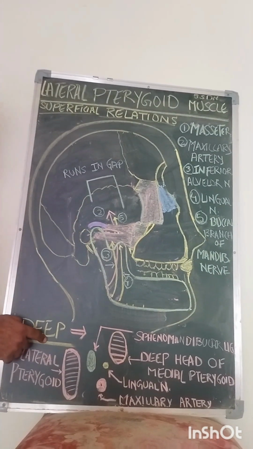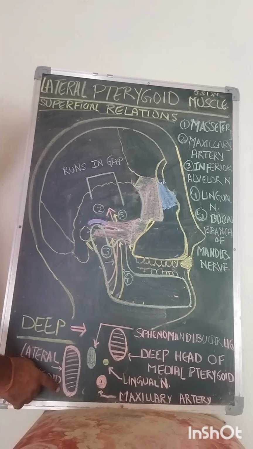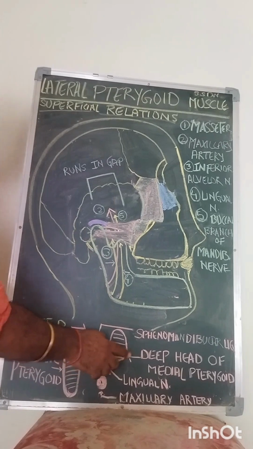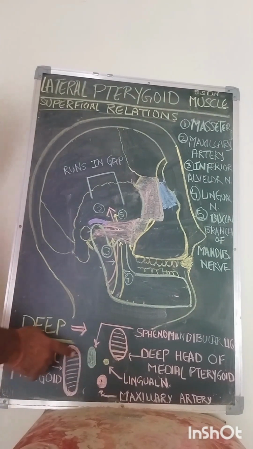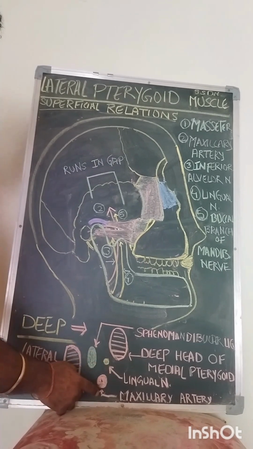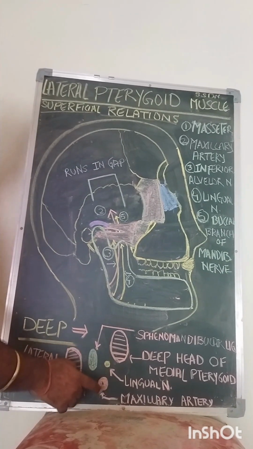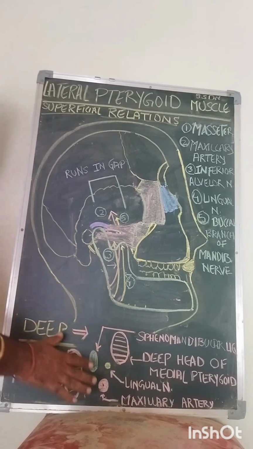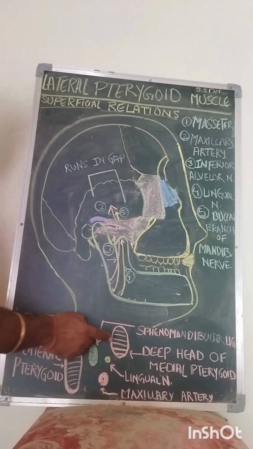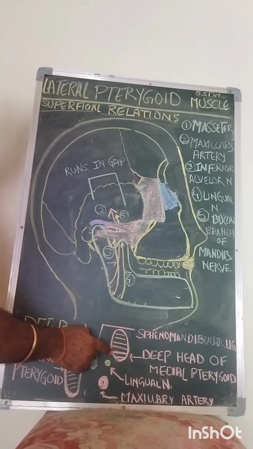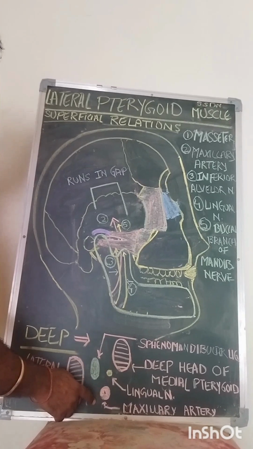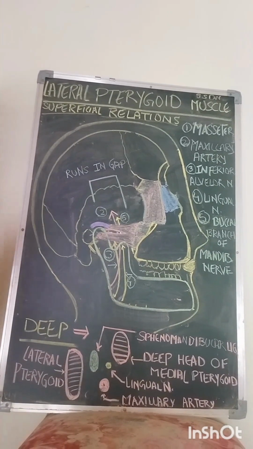Now deep relationships. If this is the lateral pterygoid muscle, we have medial pterygoid deeper to it, specifically deep head of medial pterygoid muscle, sphenomandibular ligament, lingual nerve, and maxillary artery. Lingual nerve and maxillary artery were superficial also and deep also to lateral pterygoid. So deeper relations are deep head of medial pterygoid muscle, sphenomandibular ligament, lingual nerve, and maxillary artery. So these are the relations of lateral pterygoid muscle.